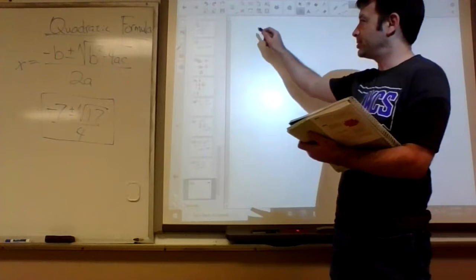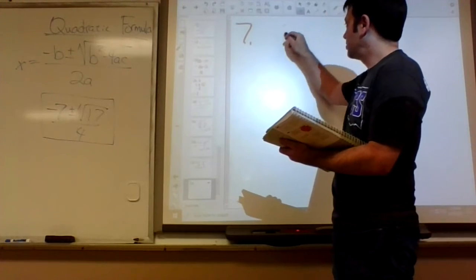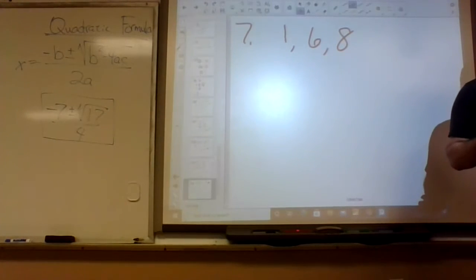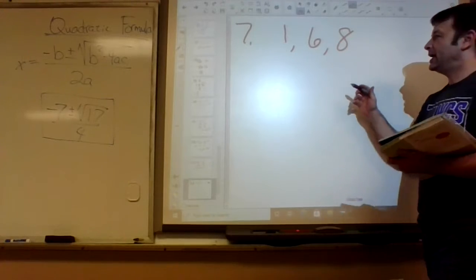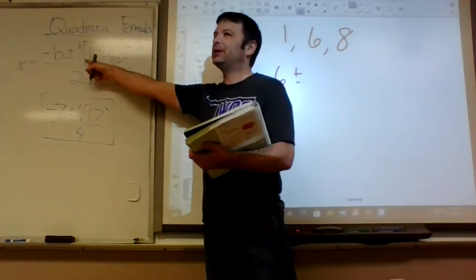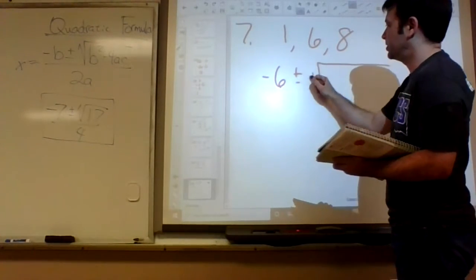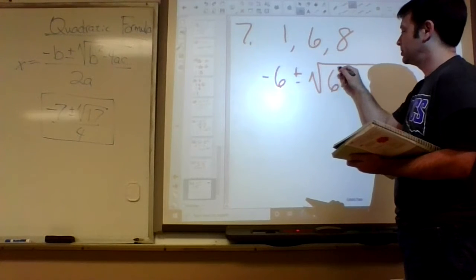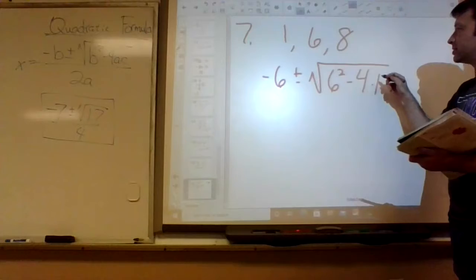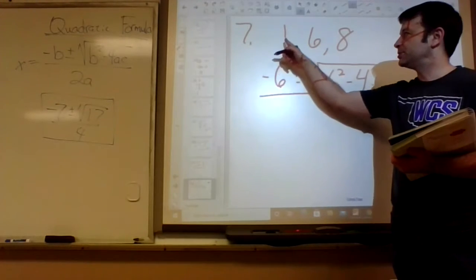Okay, so on number 7, what's my A, B, and C? 1, 6, and 8, right? All we have to do is plug it in. Negative B, plus or minus the square root of B squared minus 4 times A times C, all over 2 times A.